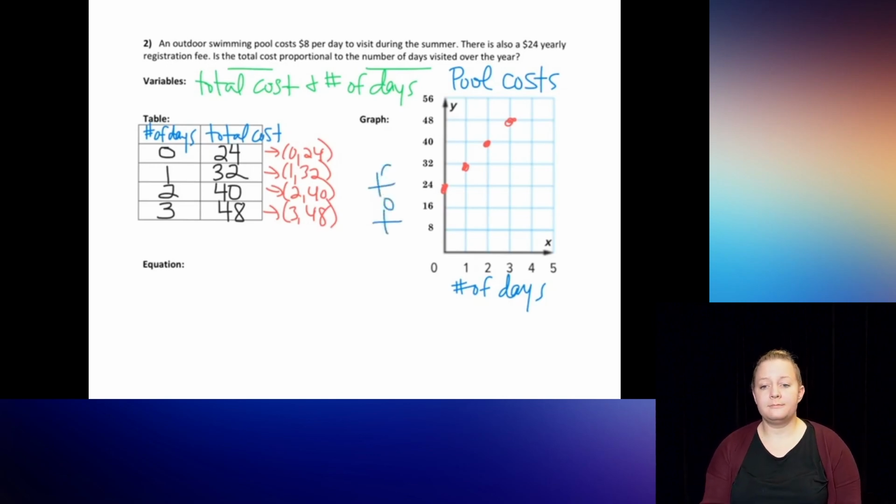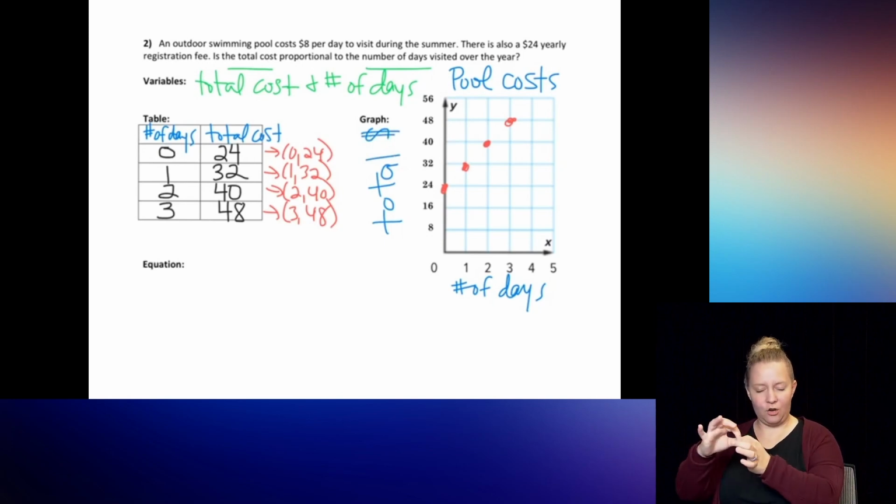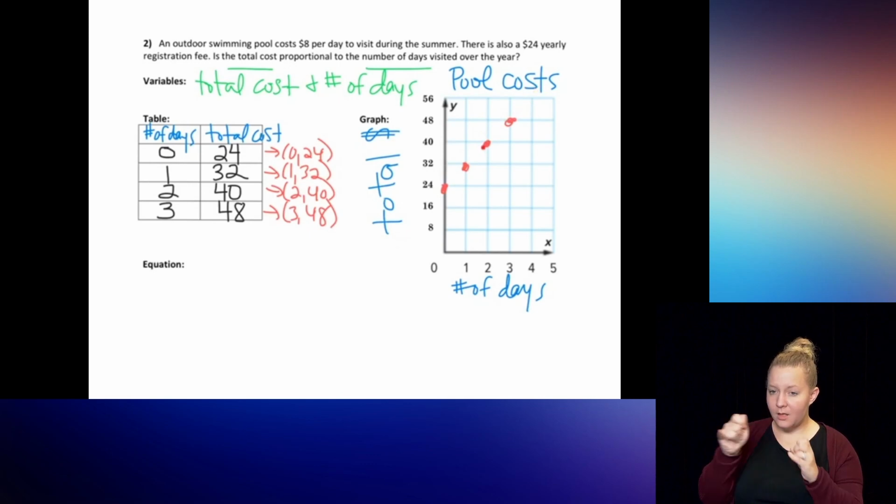And I see that my graph is in a straight line. However, I'm not actually going to connect them. And I just realized I did this wrong on the other graph as well, because I was showing you what it meant to be in a straight line. So it is linear. They are in a straight line.